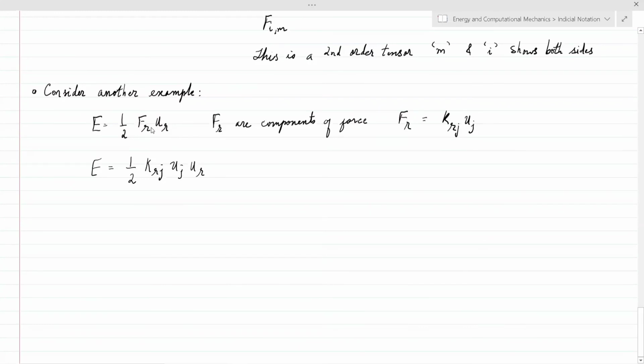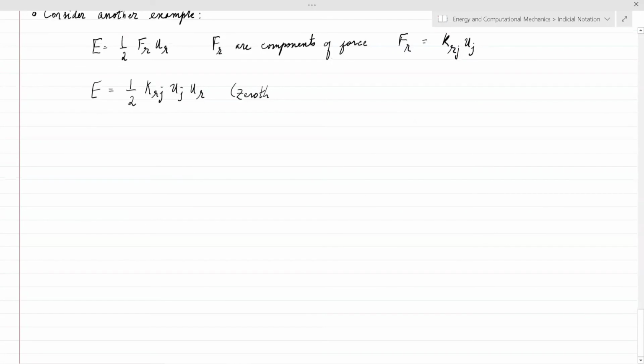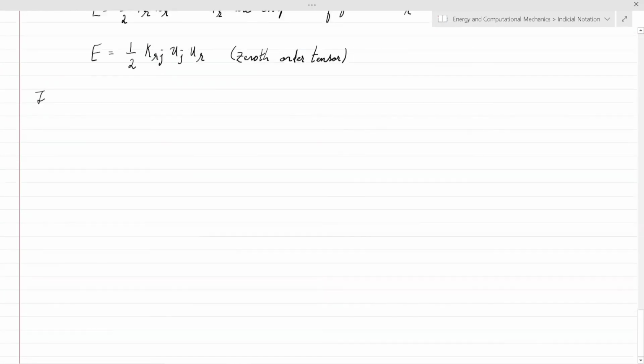If I substitute what F_r is into this equation, what I get is K_rj times u_j times u_r. And you can see here what I've done is I've substituted this expression in here. And so now that's the strain energy of a three-dimensional spring. Okay, and that's a zeroth order tensor because now you can see that r is repeated, j is repeated.